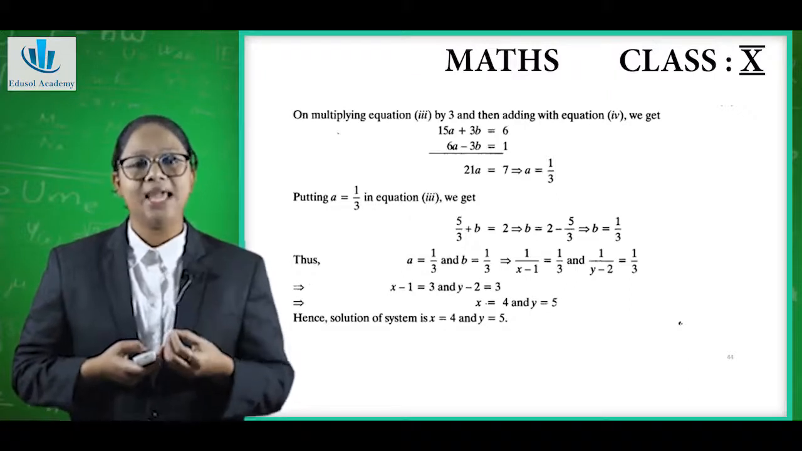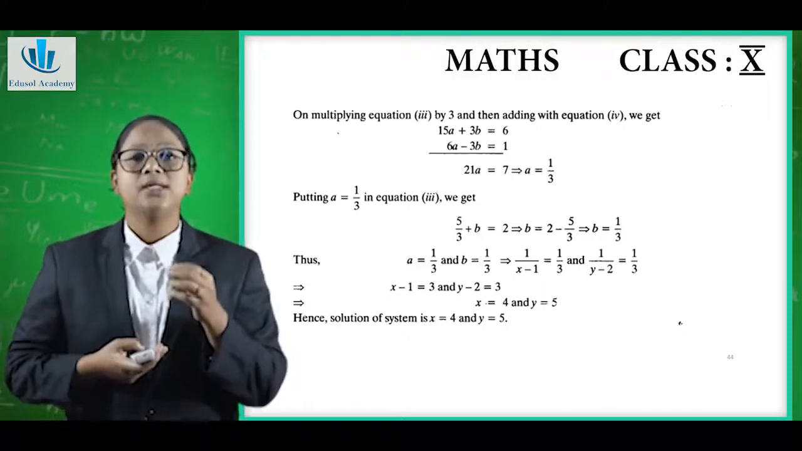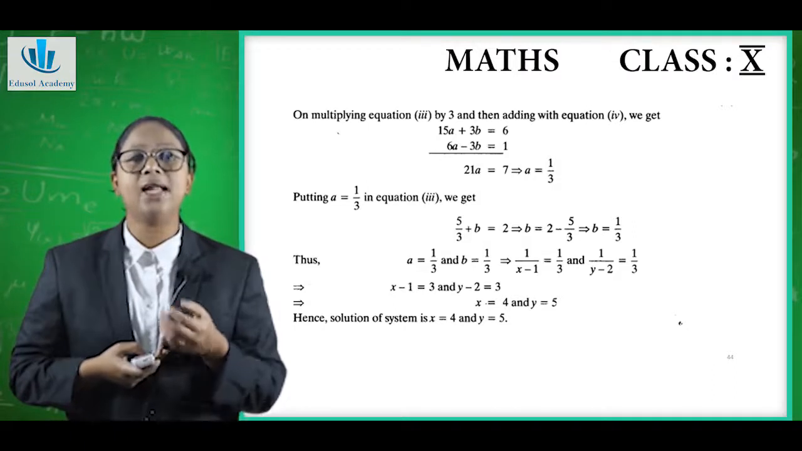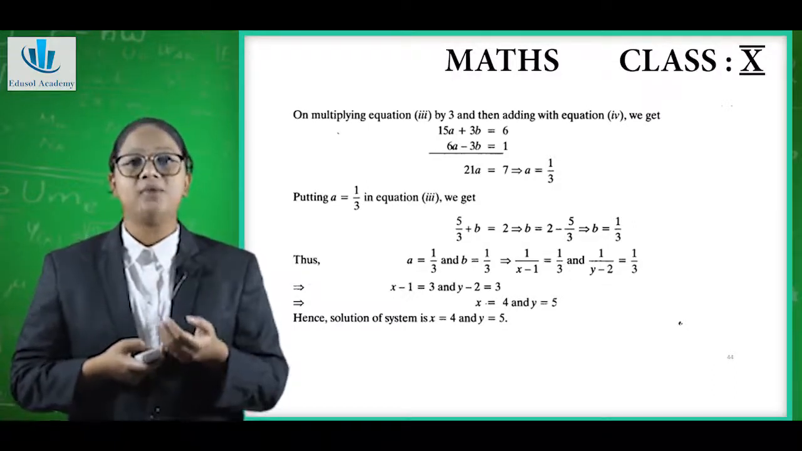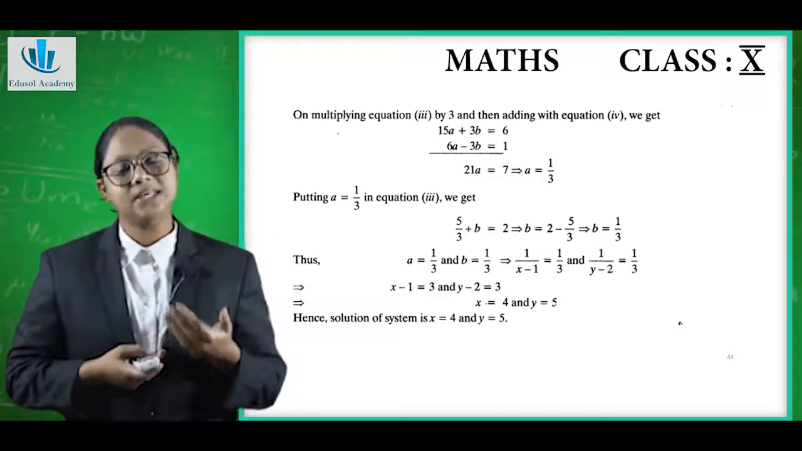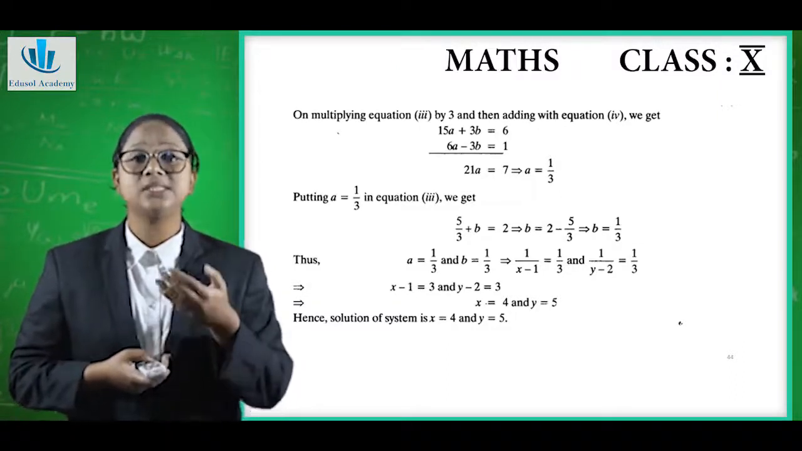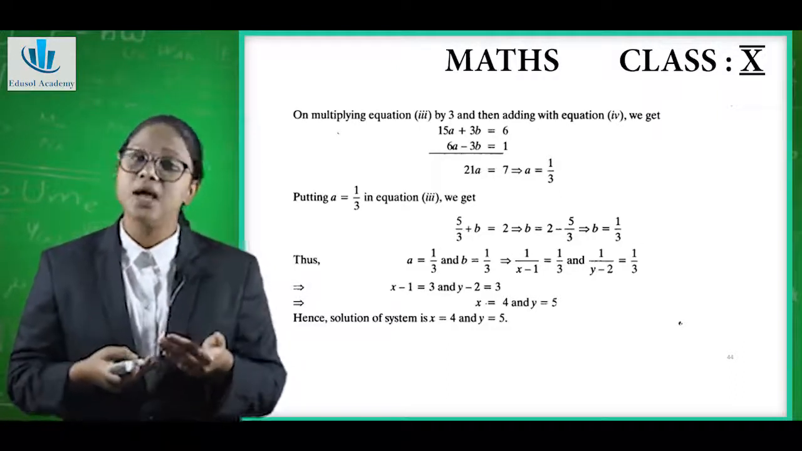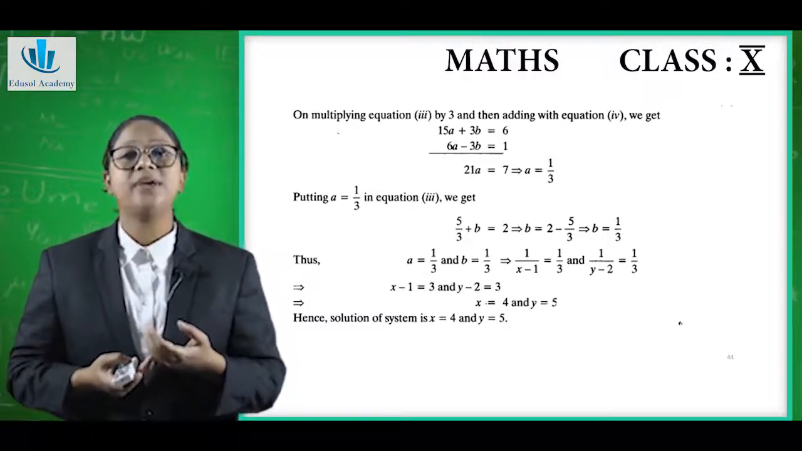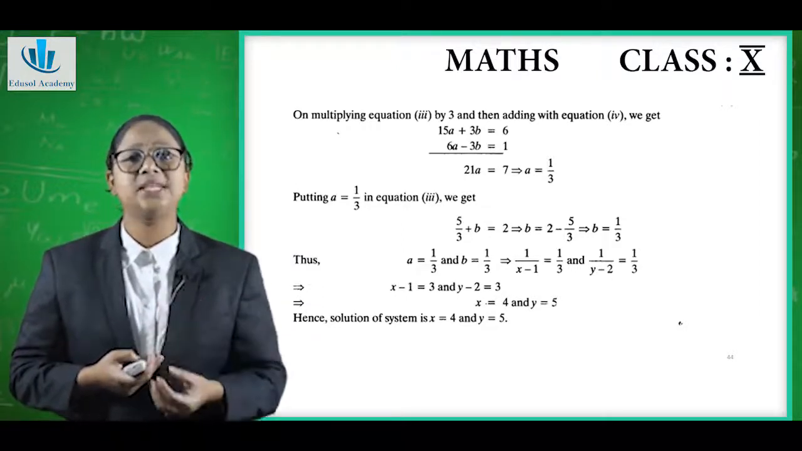So 15A plus 3B is equal to 6. Why did we do that? To make the coefficient of B the same. So we had multiplied one equation with 3. So that will be 15A plus 3B is equal to 6. And the other will be 6A minus 3B is equal to 1. Now adding these two, because the signs of 3B are different, all you have to do is addition. Remember? So adding these two equations, we will get 21A is equal to 7 and A is equal to 1 by 3.